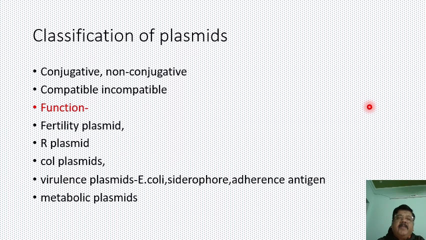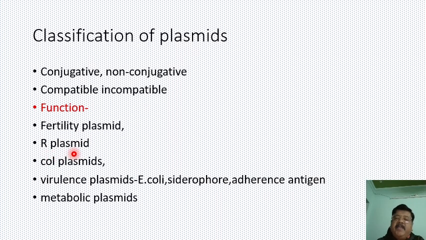Then classification of plasmids: conjugative plasmids, non-conjugative plasmids, compatible or incompatible. Then what is the function of plasmids? Fertility plasmid: it will produce a special type of appendage, the pilus, with which it joins with the F negative bacteria and transfers. There is formation of hollow conjugation tubes. So the fertility plasmid encodes for the development of the special pilus.